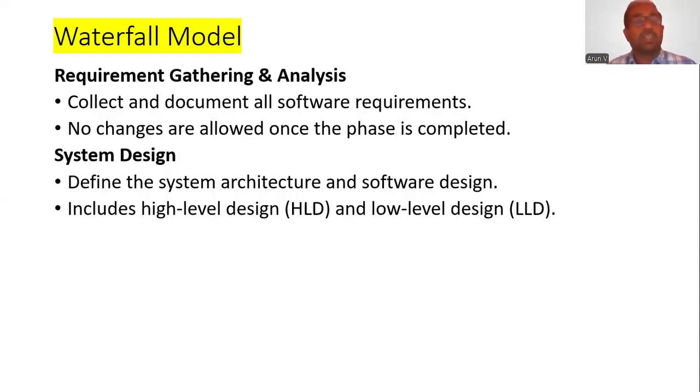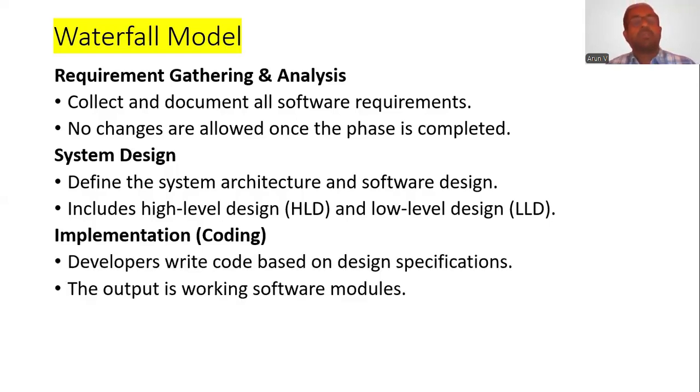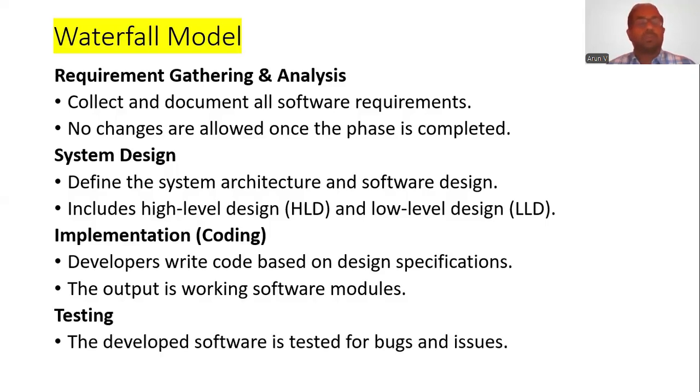Now we'll see the third phase, implementation. In implementation, developers write code based on the requirements and the system specification. The output is working software modules. Based on the requirements, we check what is expected and what the actual output is, and based on that we develop the code.